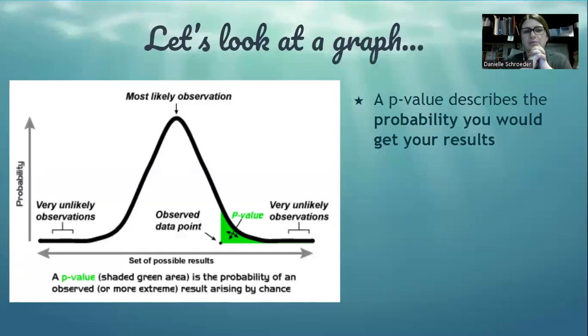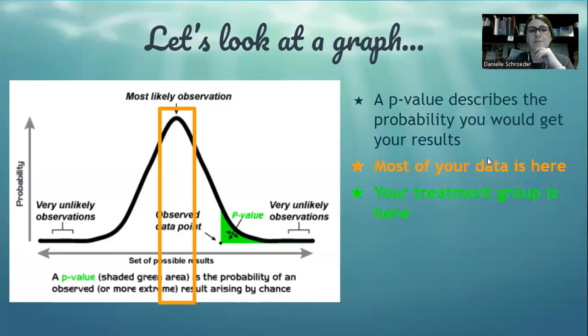Let's look at that on a graph, okay? A p-value describes the probability that you would actually get your results, okay? Most of your data is going to fall in here. Think of that like your control group. But your treatment group might fall out here. A p-value that is very, very, very low means that the difference between most of your data and your treatment group is statistically significant.